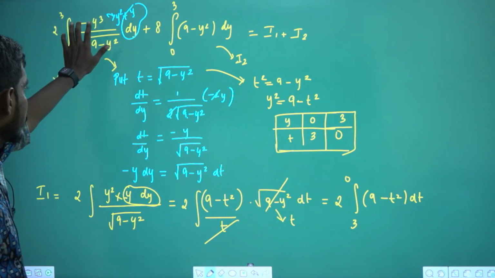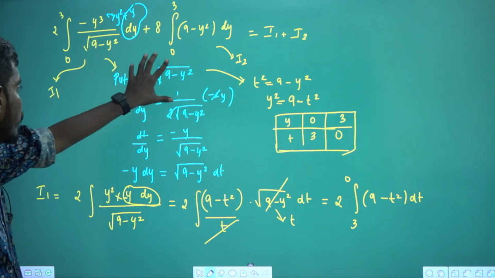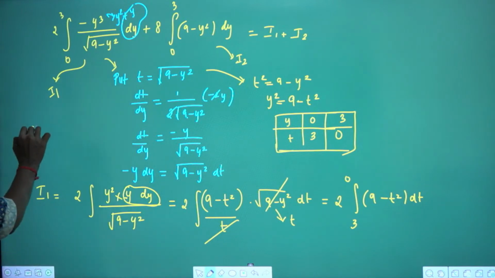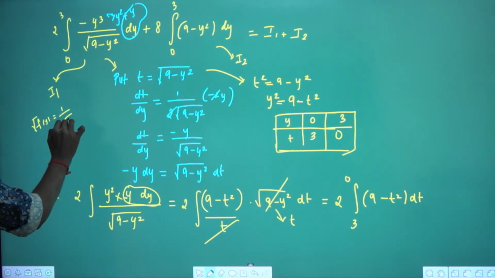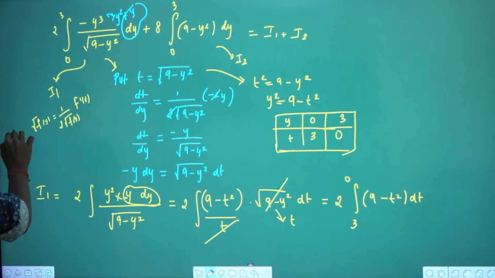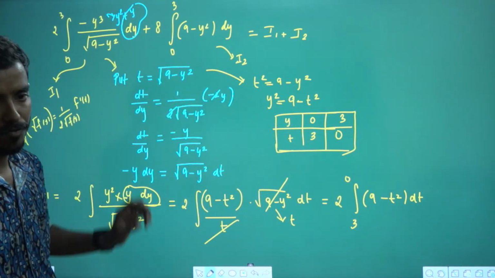So minus y square, I'm writing this as y square into minus y dy. I'm putting t to be root of 9 minus y square. So root f of x, the derivative of root f of x, right? So root f of x derivative is 1 by 2 root f of x into f dash of x, chain rule, right? The dy dx of root f of x. So I'm just applying root f of x is 1 by 2 root f of x into f dash of x.